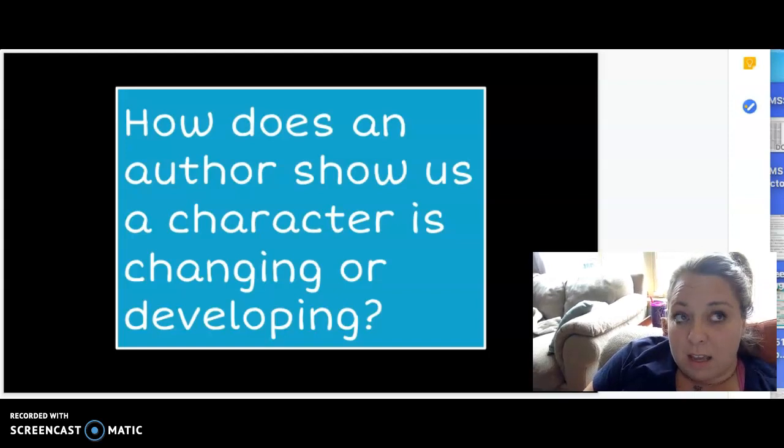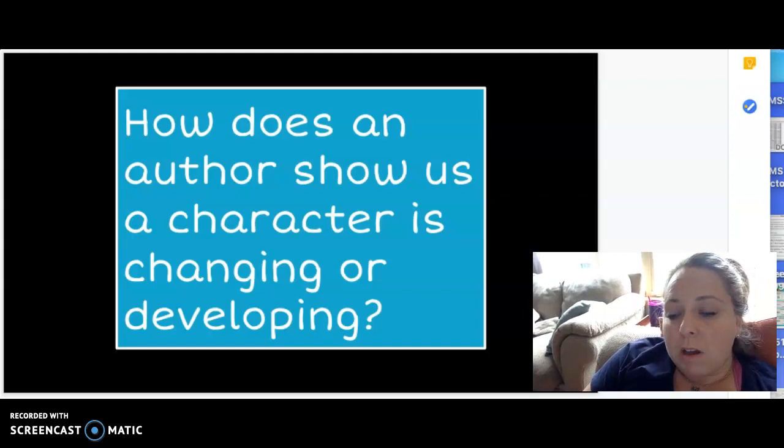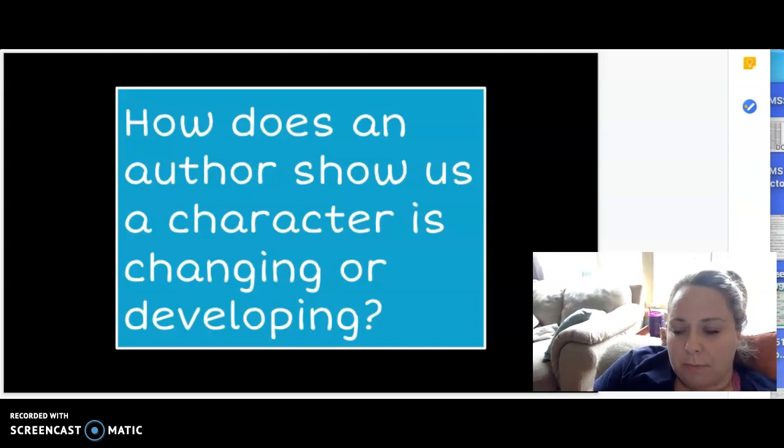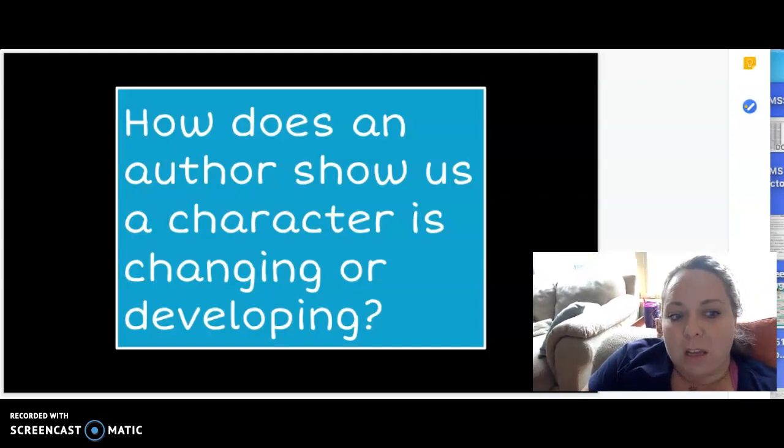And it's an important one because if we can figure out how an author does something, then it helps us to understand more about what's happening in the story and why it's happening. And it even helps us in our real life too. And we can talk more about that later.